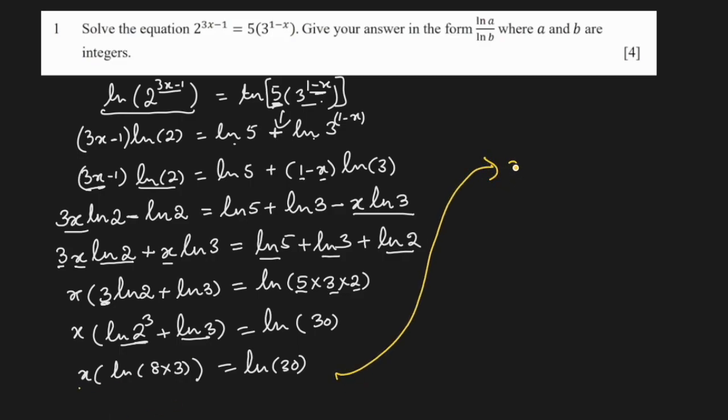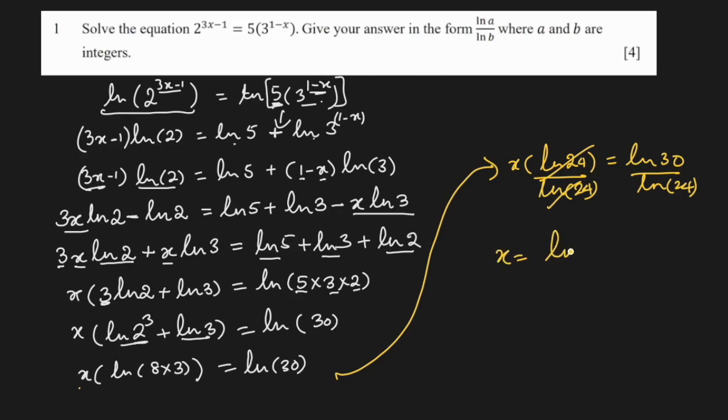Let's complete it here. So x remains x. We have inside ln 24 now equal to natural log of 30. Let's divide both sides by ln 24 so that this x is isolated. Okay, here they cancel, and finally we get x equal to ln 30 over ln 24, and we don't have any logarithmic law for division of natural logs or any logs, so we'll leave our answer like this. So it is in the format they wanted. A is 30, B is 24.